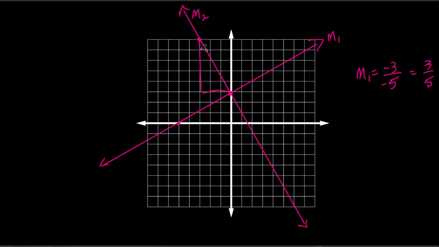Let's see what we get. How far do we go down? 1, 2, 3, 4, 5. So the slope of line 2, it's down 5, and it's what? 1, 2, 3, to the right 3.